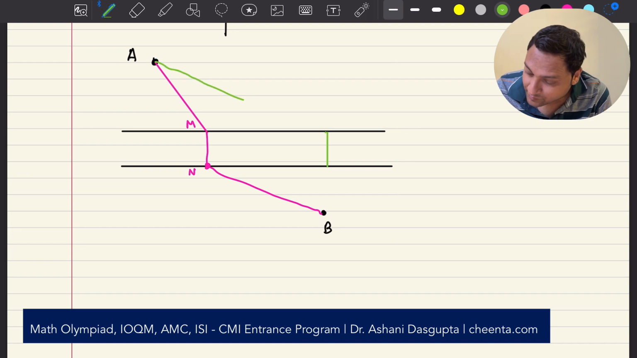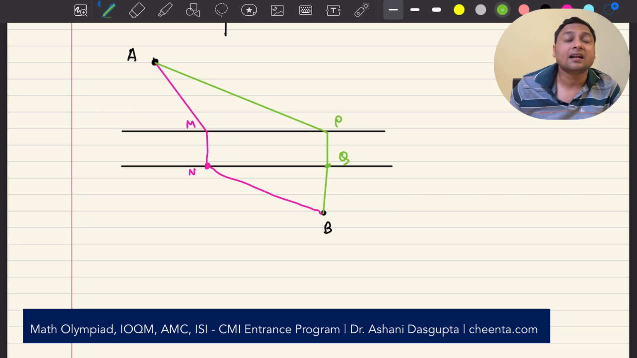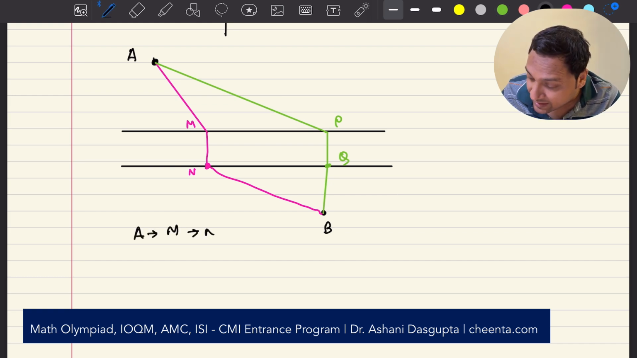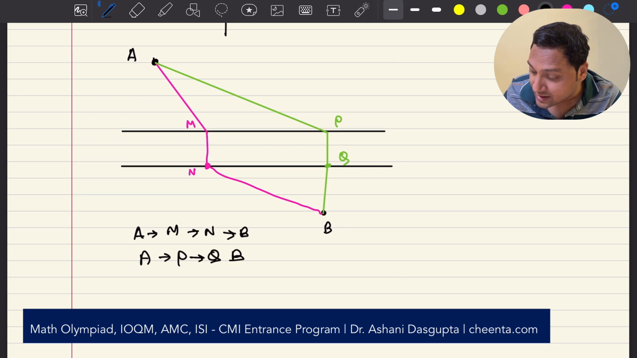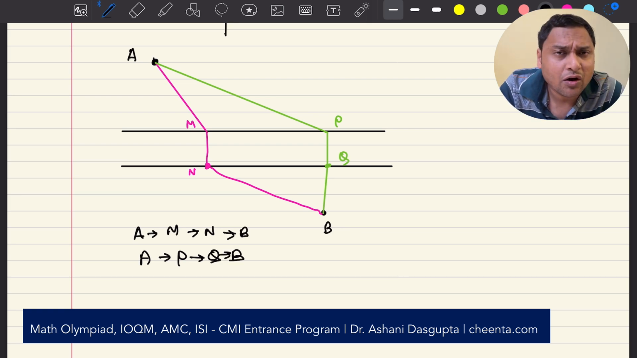But if you build the bridge maybe here, then you can come from A to P. Let's call this point P, Q, and then from Q to B. So this is another option. So we have A, M, N, B as one option, and A, P, Q, B as another option. There are two options. Which one should we opt for?